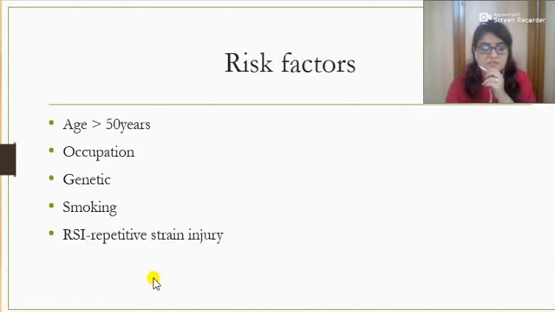So what are the risk factors? Normally it happens after 50 years of age, but it can happen at an early age also. Then occupation, for example, if the patient is a coolie or a porter and he has to lift the luggage and put it down and walk with the luggage, and he has to do this work for continuous hours and for a longer period of time, then there occurs repetitive strain injury in his back, which will one day lead to spondylosis, or even early spondylotic changes can be seen in such kind of patients. It can be genetic and even because of smoking.